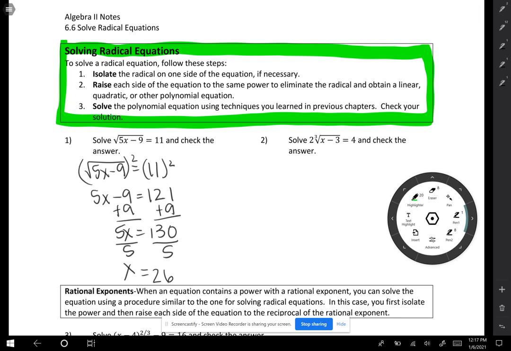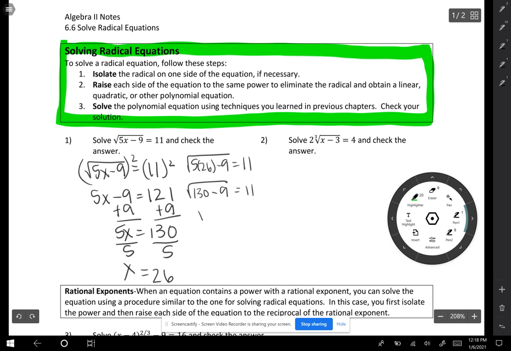Now we can check that answer by plugging it into the original problem. So I'm going to do the square root of 5 times 26 minus 9 and see if that equals 11. 5 times 26 is 130. Minus 9 equals 121. So I get the square root of 121 equals 11. And it does check out. So that's it for problem number 1.